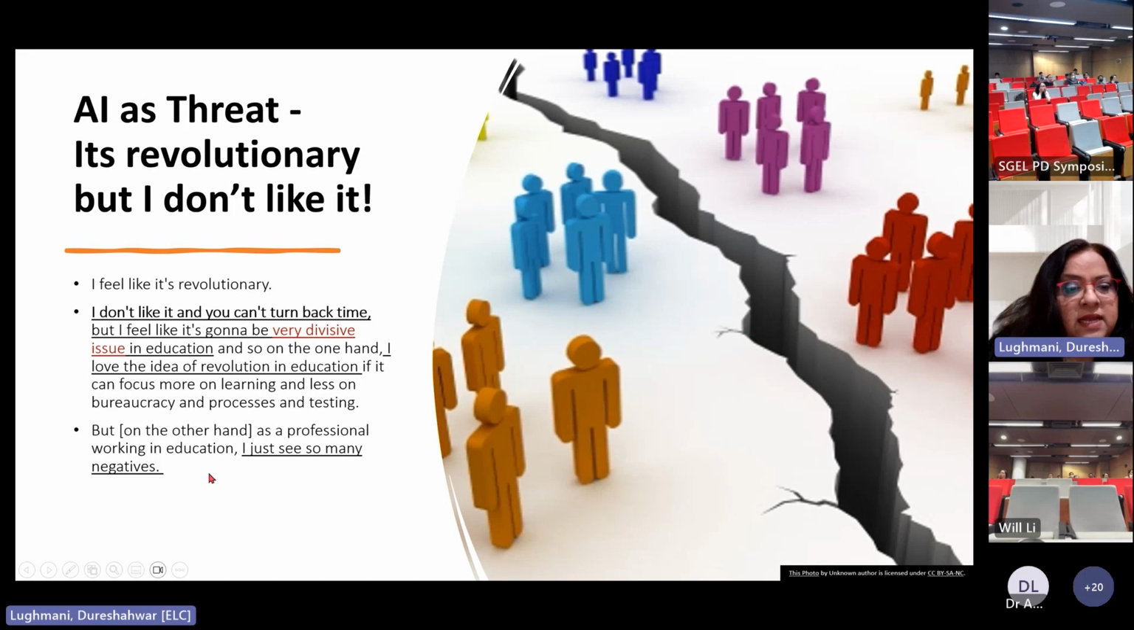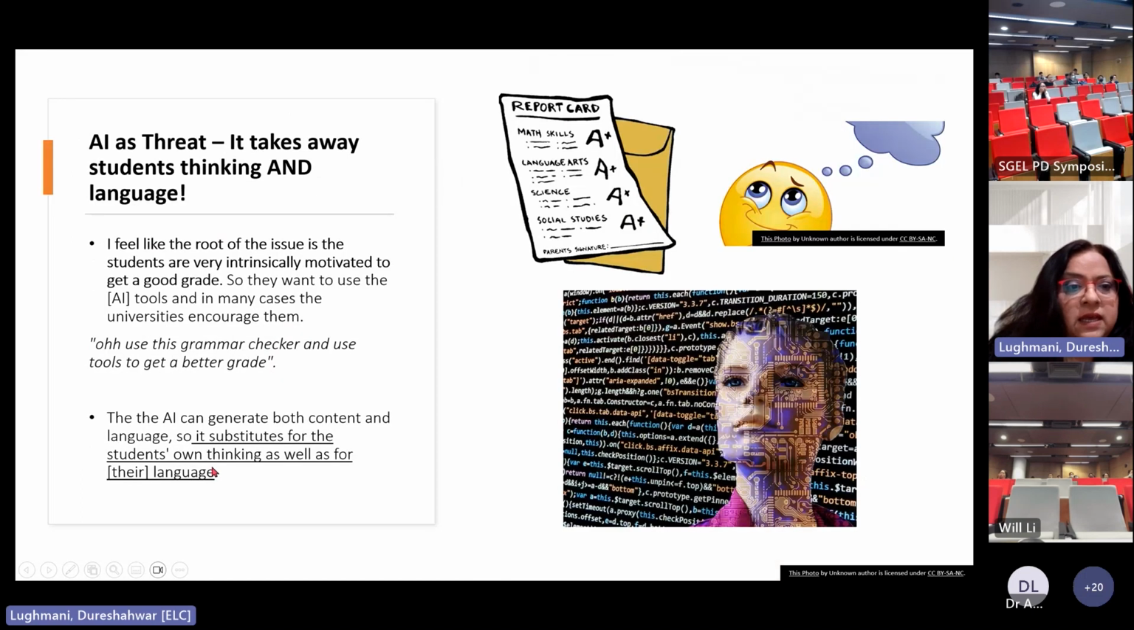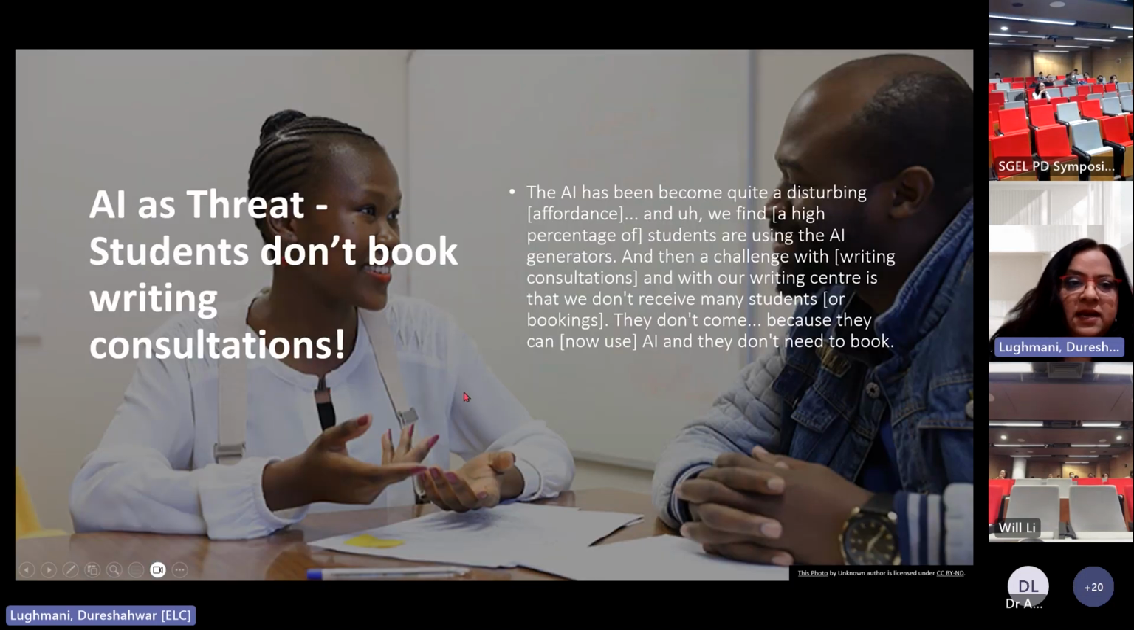But she thinks that as a professional, there are so many negatives. And I really liked when she said that it's like pulling the rug from under her feet. A lot of students want to get a good grade, and they are encouraged to get a good grade by the institution, so they are going to use AI. You can't stop it. In fact, institutions have been encouraging students to use grammar checkers and tools like that.